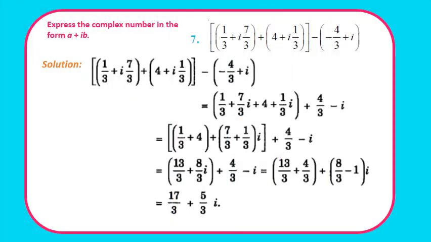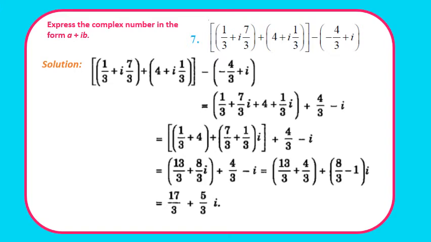Moving to question 7. Express the complex number in the form of a plus ib, and the number is 1 upon 3 plus i into 7 upon 3, plus 4 plus i 1 upon 3 minus 4 upon 3 plus i. So opening the bracket, we get 1 upon 3 plus 7 upon 3i plus 4 plus 1 upon 3i plus 4 upon 3 minus i. Done.